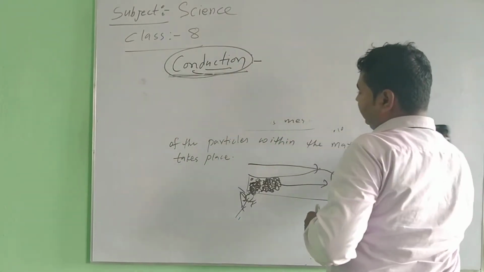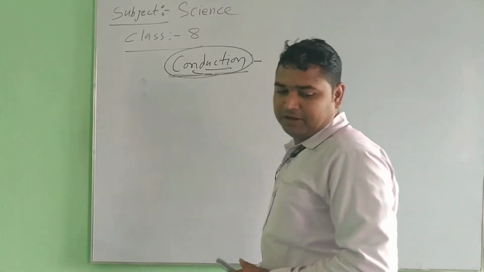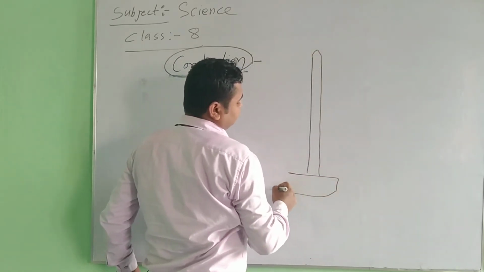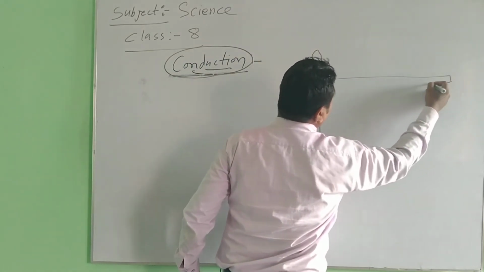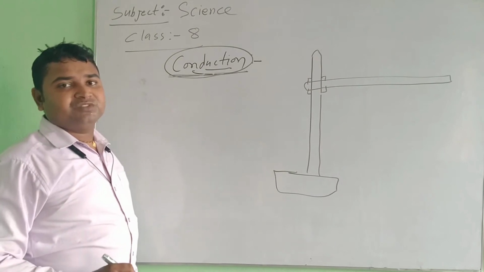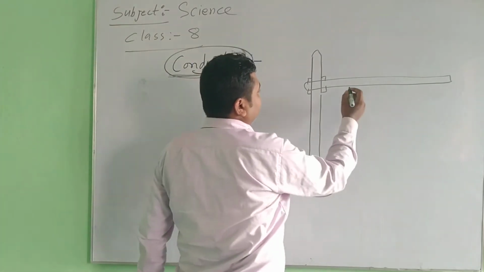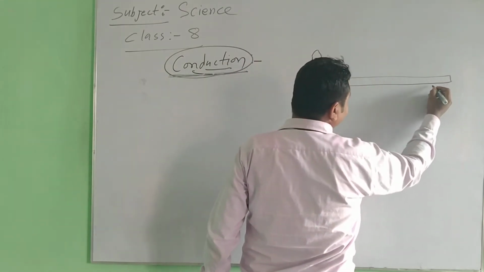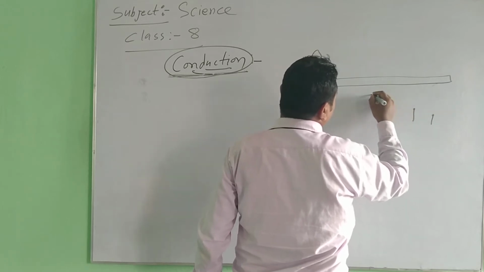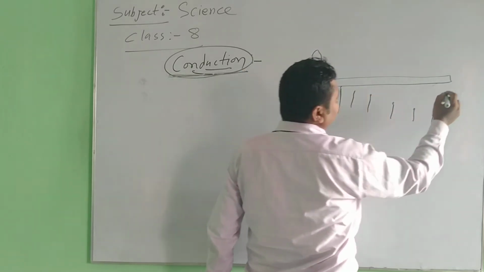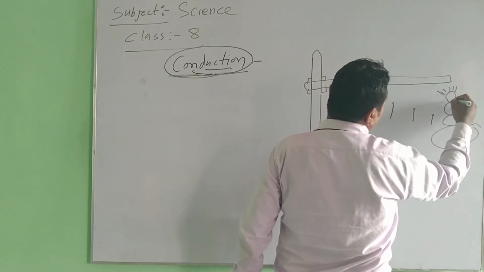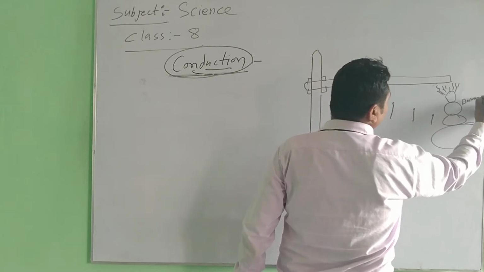Now I will show you here. Take one rod with a stand. This is your stand. Take a stand and fix the iron rod with the help of the stand. Now take the candle and fix the candle on the iron rod. Here is a burner.